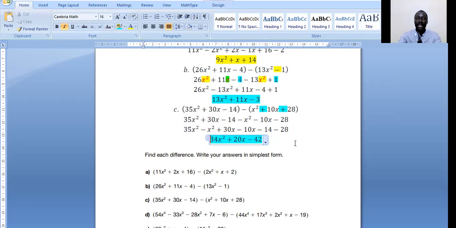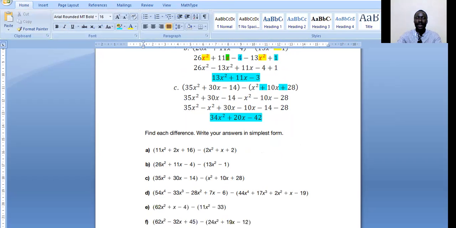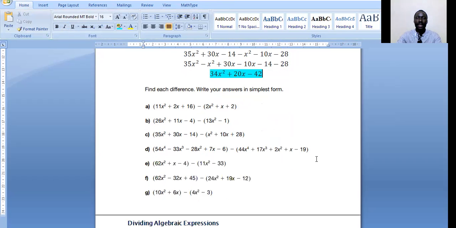So I've done parts A, B, and C. Now it's your task to do D, E, and F. They're right here. Yes, you could also do G, but it's fine. First do D to F, and I will see what you've done. If everything is right, we will carry on from there.